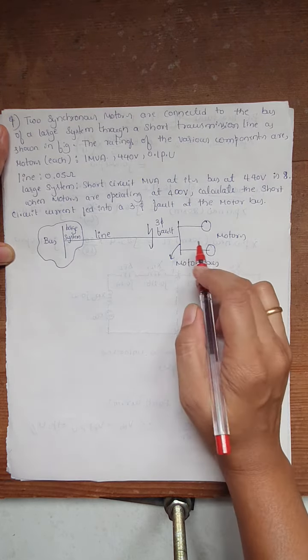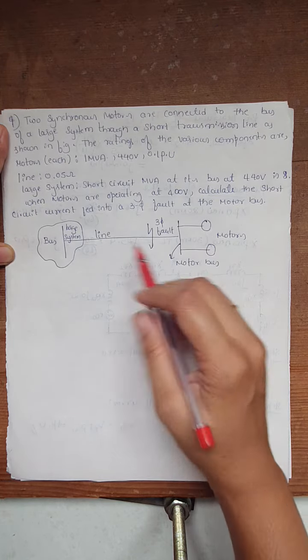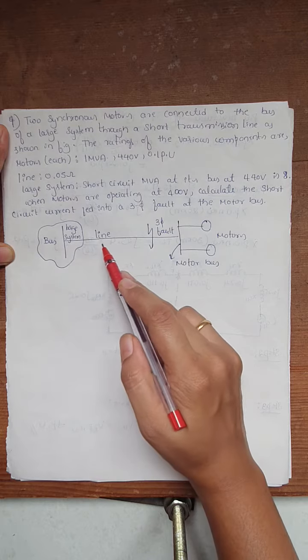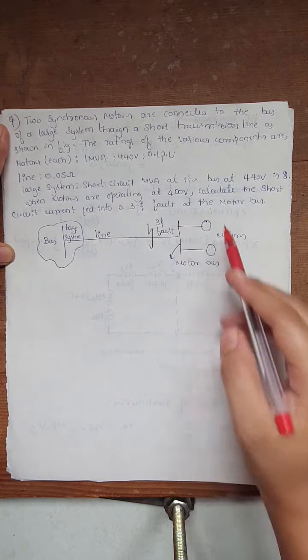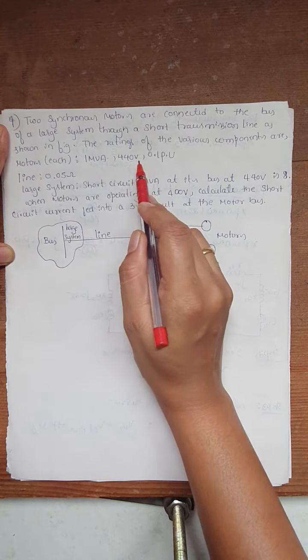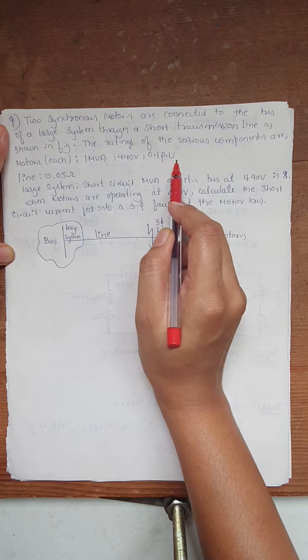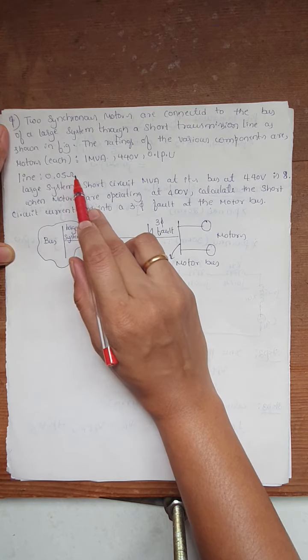In today's session, I'm solving the fourth problem on Module 2. So this is the given problem. You can observe that the synchronous motors are both identical. They have been connected to a large system with the help of a transmission line, and the rating of the various components, that is the rating of the motor, is given as 1 MVA, 440 volt, 0.1 per unit, and the reactance of the line is 0.05 ohm.